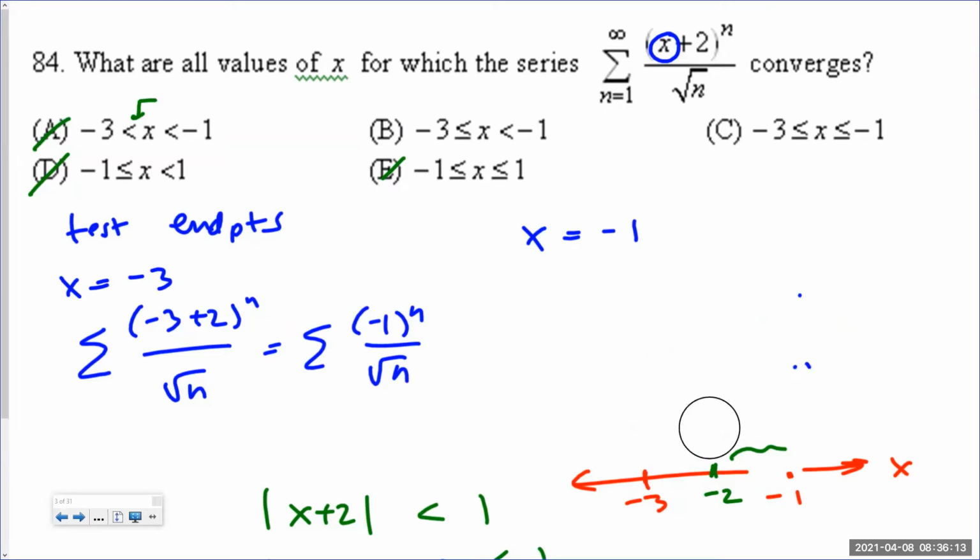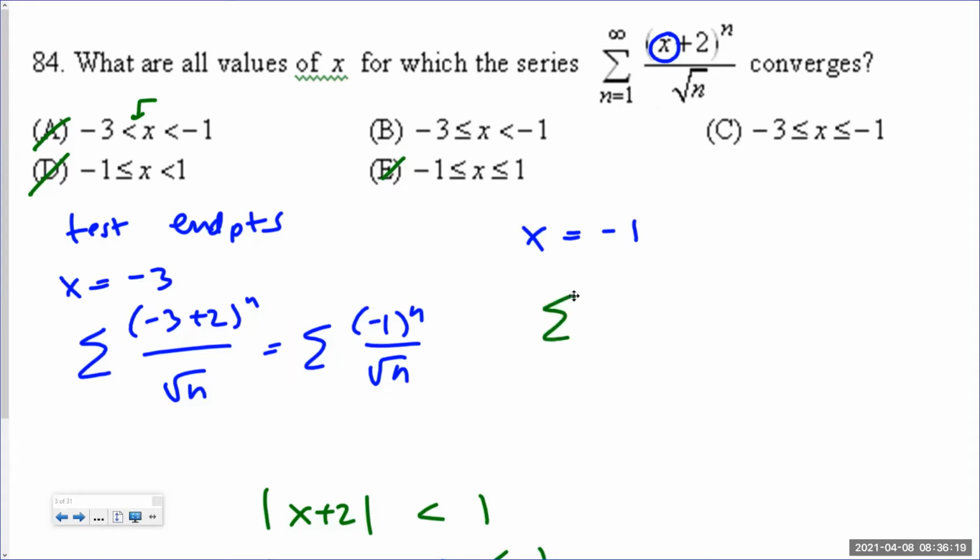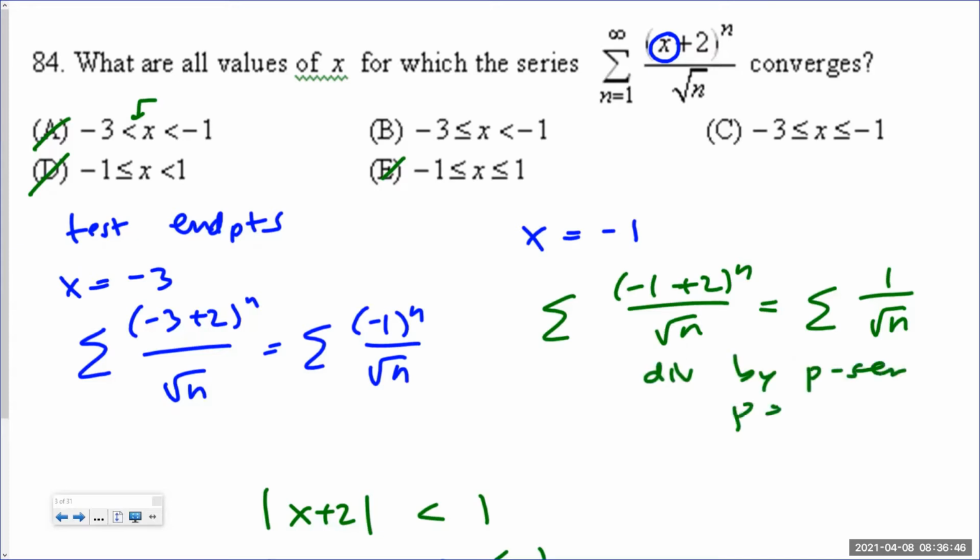All right, let's test the -1. So if I test x equals -1, now I replace the x with -1. That's (-1 plus 2) raised to the n over square root of n. What do you get here in the numerator now? 1 raised to the n. But 1 raised to the n is just 1. Converge or diverge? Diverge by what test? P series. What's your p equal to? 1/2. Very good. So this diverges by the p-series test, since your p is equal to 1/2, which is less than 1. So your answer should be B, because this should have no equal sign. You guys good with that?